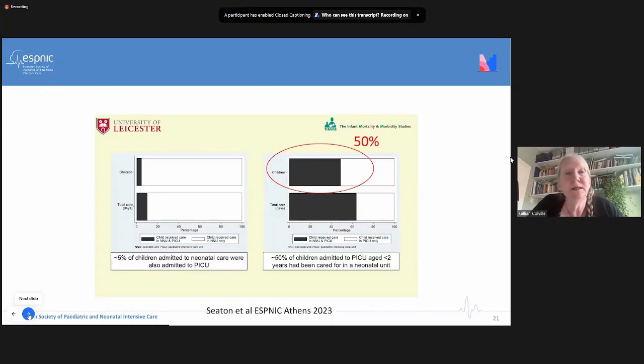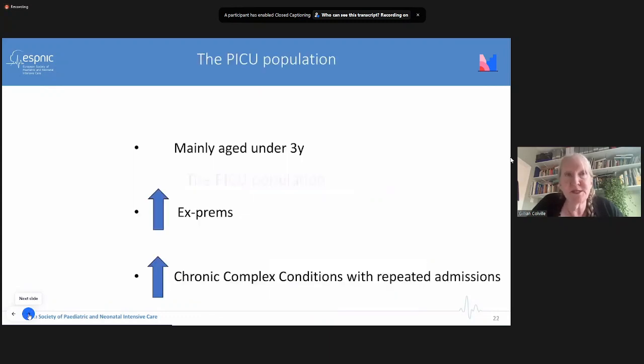Next slide. And another aspect, just thinking about our population, is that increasingly these are children with chronic complex conditions who may visit several times. And that has implications if you're thinking about diaries. Do you do a diary every time they come in, or think in the way of a sort of hospital passport that some hospitals use? Right, next slide.